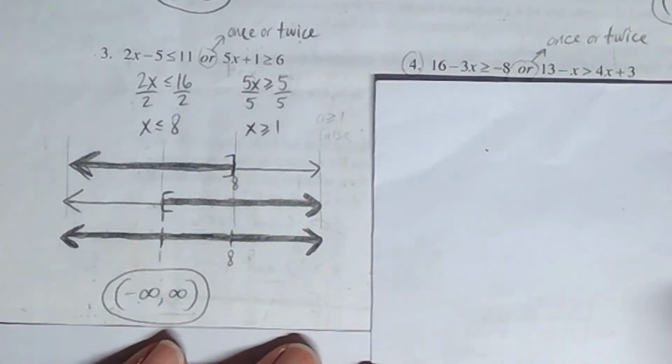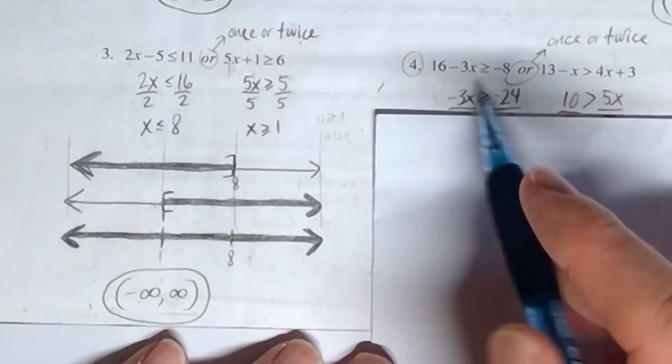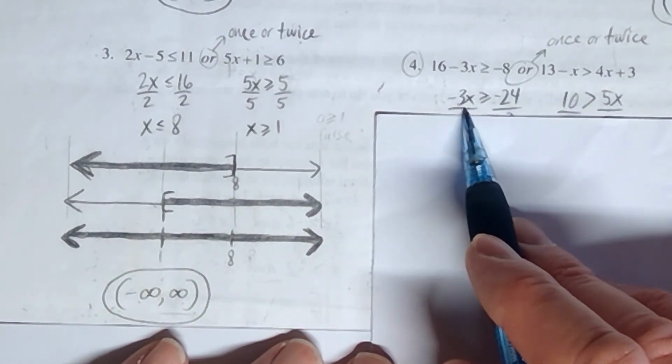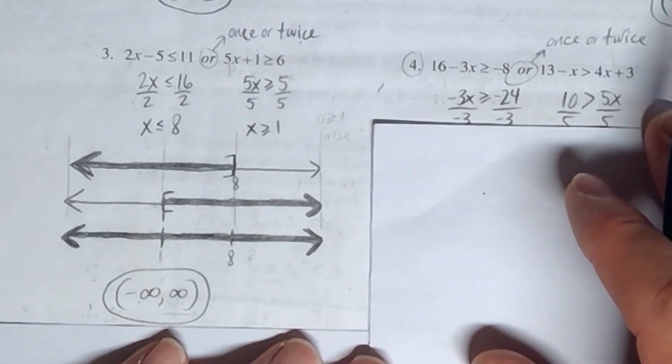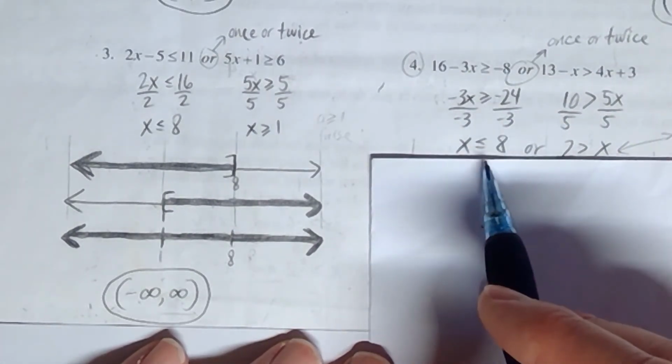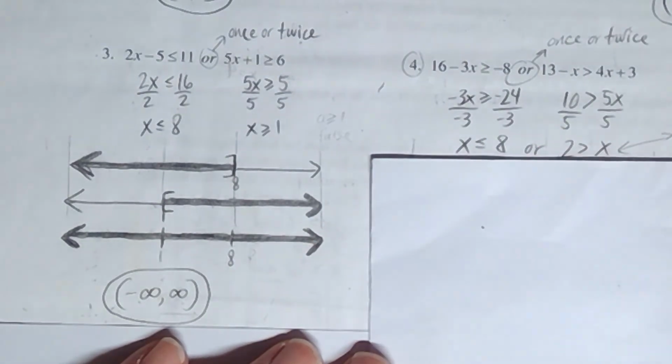Problem number 4. I need to move over the 16 right here, subtract it over, I get negative 24. Remember, when you divide by a negative, though, you have to flip the inequality. So we get 8 again, but remember, it flips the inequality. Why is that so important to remember to flip that here?